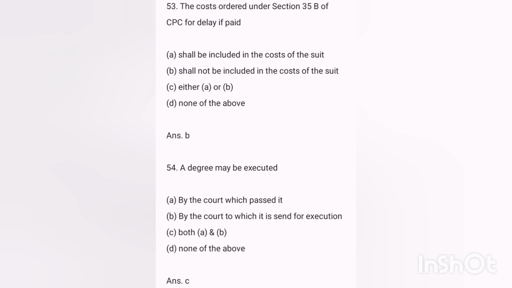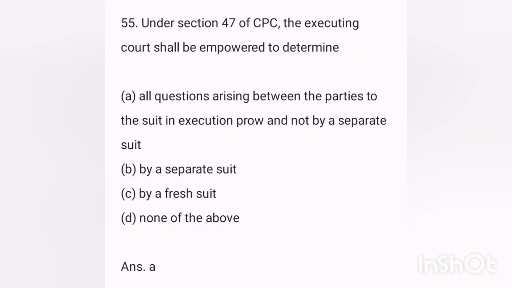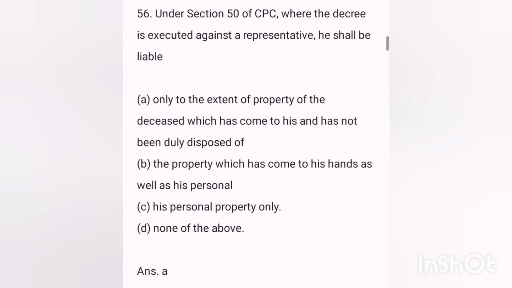Next, a decree may be executed. Answer was C, both A and B. Next, under Section 47 of the CPC, the executing court shall be empowered to determine. Answer was A. All questions arising between the parties to the suit in execution proceedings and not by a separate suit.